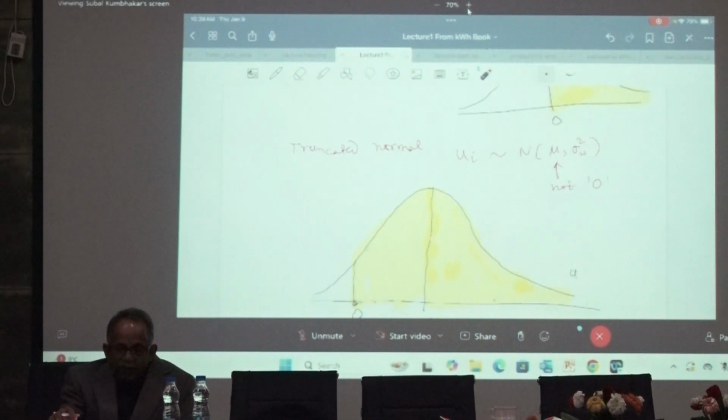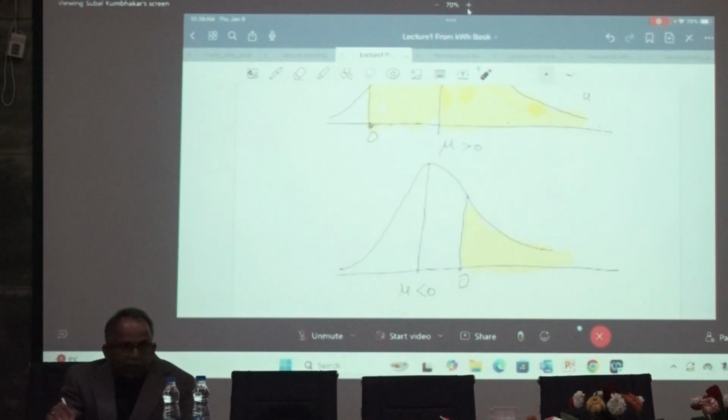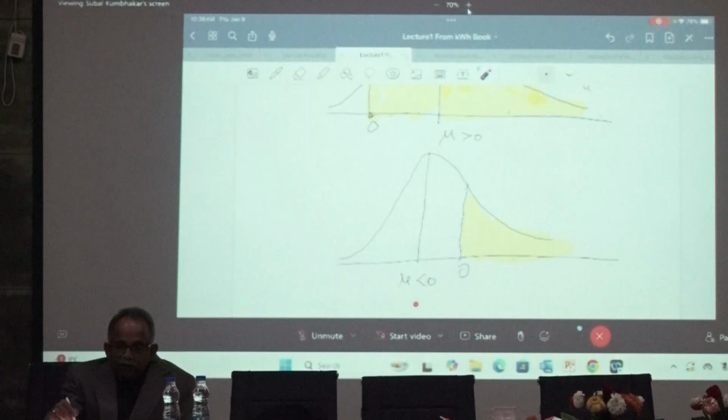By definition. So then again, this is the part which is relevant, right? Okay, so the other thing is, what happens if the mean is negative? So the mean in here, which is negative, so the 0 has to be to the right of it. So the relevant part of the distribution is this.